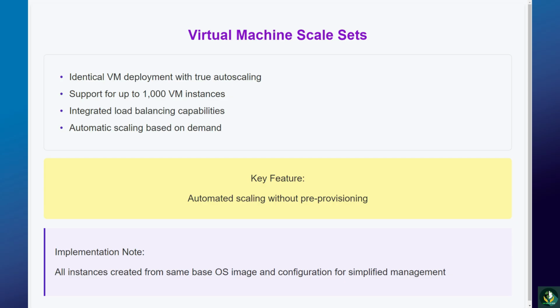Scale sets are particularly well suited for several scenarios: large-scale services, big data processing applications, containerized workloads, compute-intensive tasks, and web applications with variable traffic patterns. Implementation considerations. Capacity planning. Standard deployments support up to 1,000 VM instances. Custom image deployments are limited to 600 instances. Plan your capacity needs accordingly.